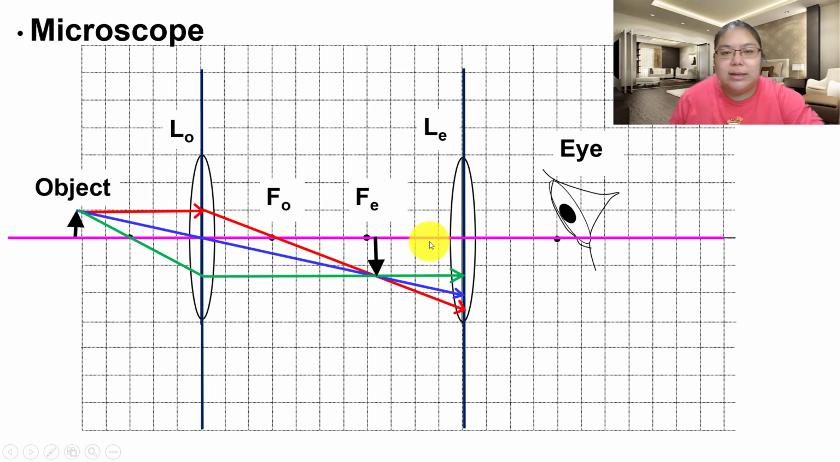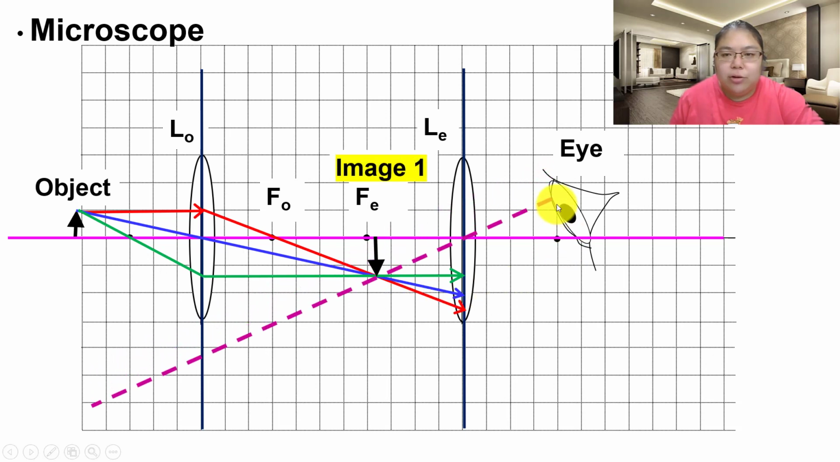Okay, now what are the characteristics of this image? This first image is real, inverted and also magnified. But this one is magnified just a little bit. Okay, now I continue to form the second image.